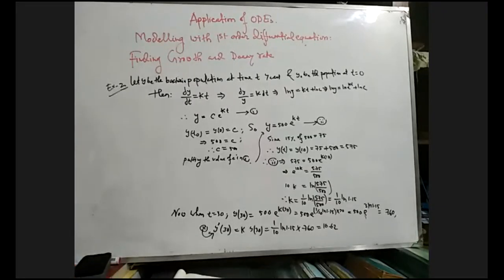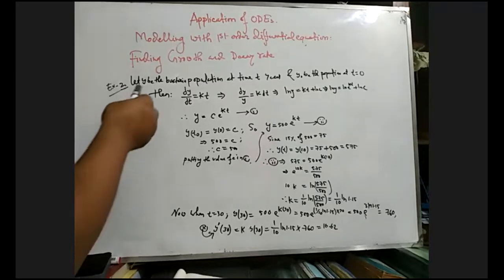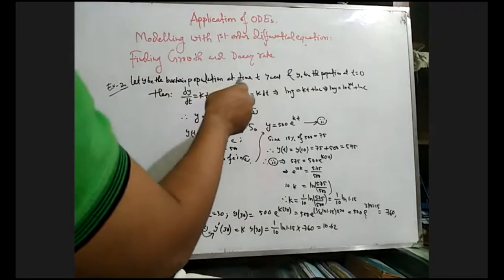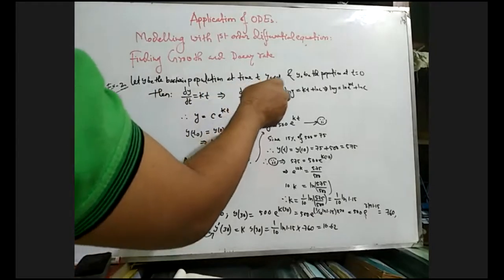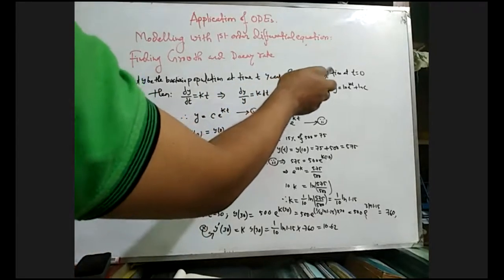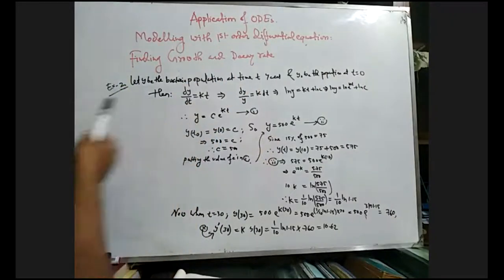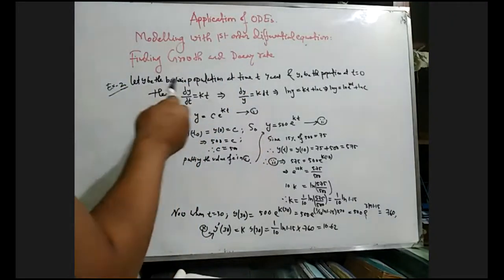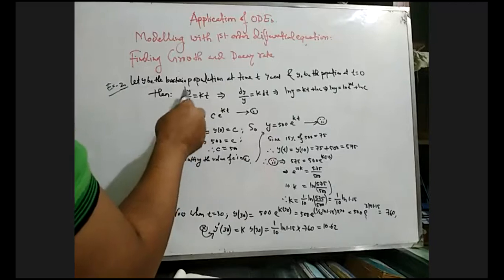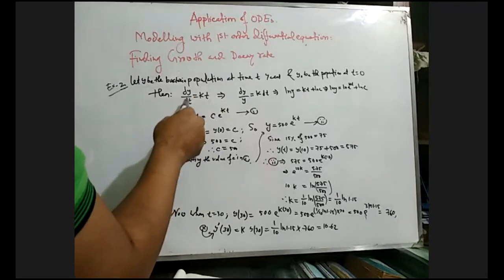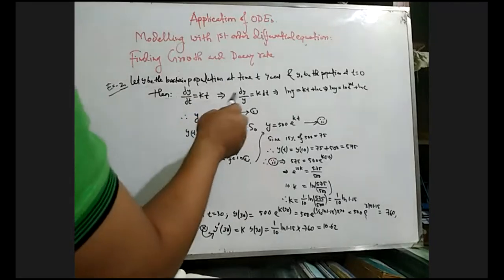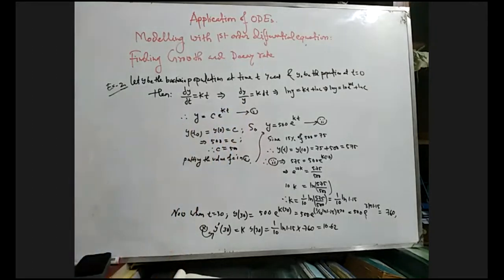Now the solution for the second example. Let y be the bacteria population at time t, and y not be the population at time t equals to 0. Same as before, the rate of change of bacteria can be denoted by the differential equation dy/dt equals kt. After solving, we can write y equals c into e to the power kt.